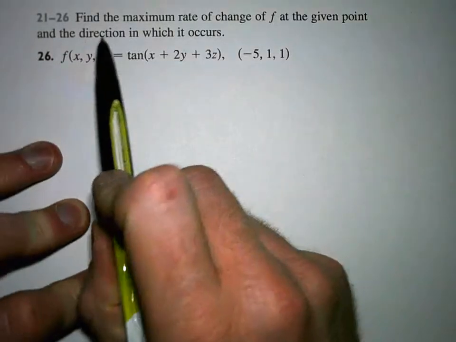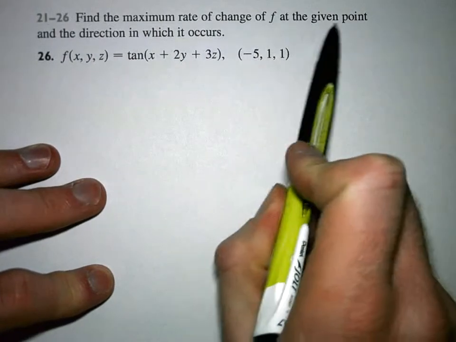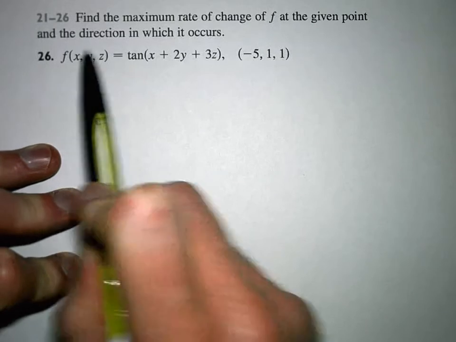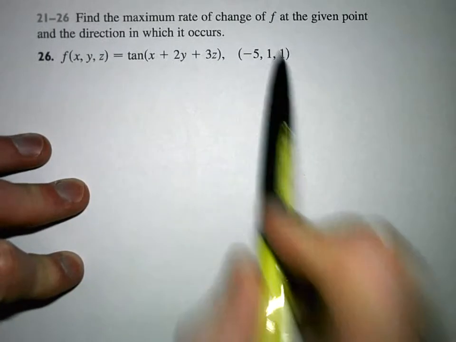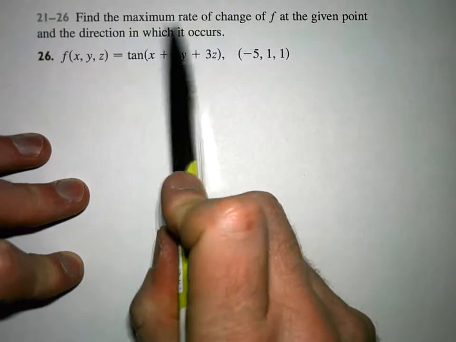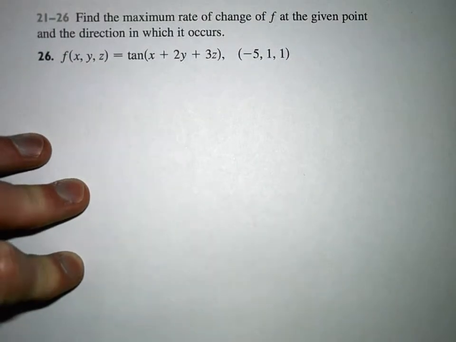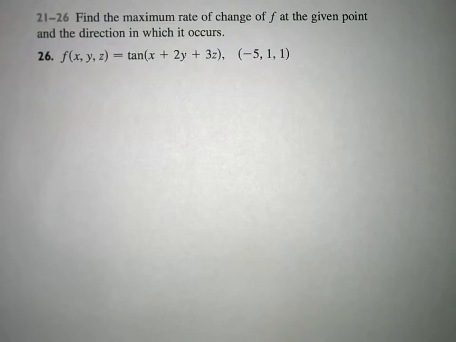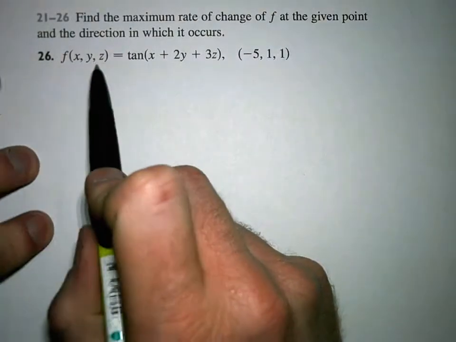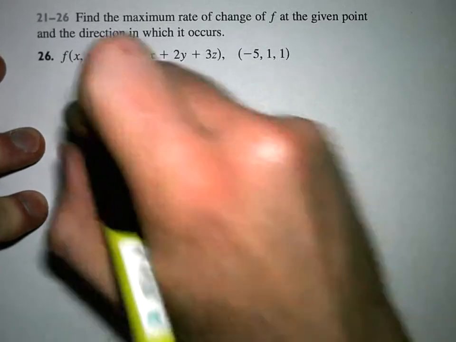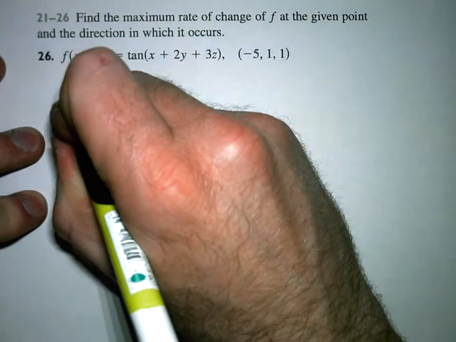We're asked in this one to find the maximum rate of change of f at the given point. So f is this function here, tan of something, and the given point is (-5, 1, 1). We're asked to find the maximum rate of change and the direction in which it occurs. And of course we've got that lovely theorem which tells us that this is very much linked to the gradient vector. So we're going to go ahead and work out the gradient vector.